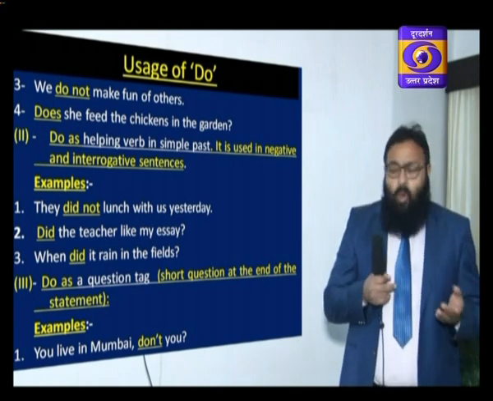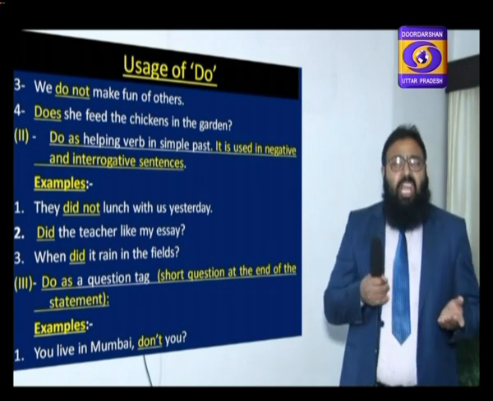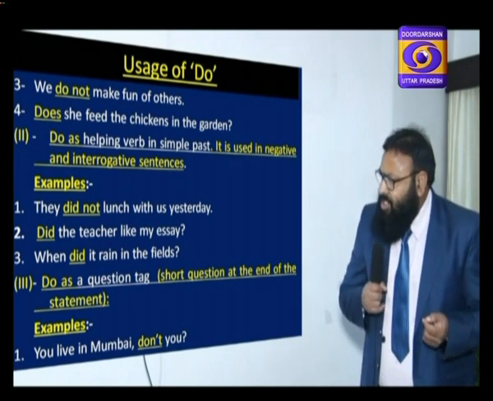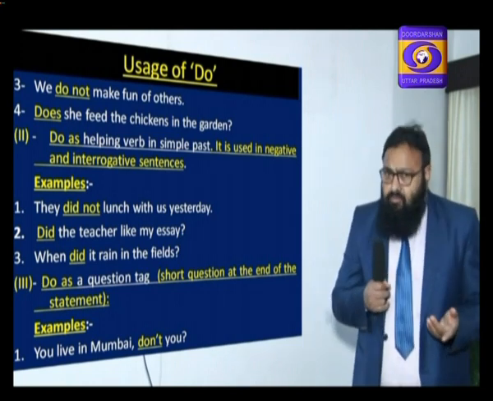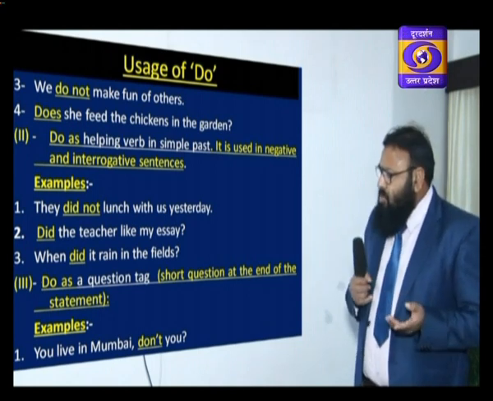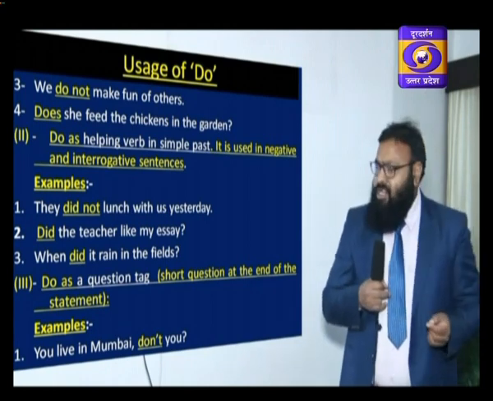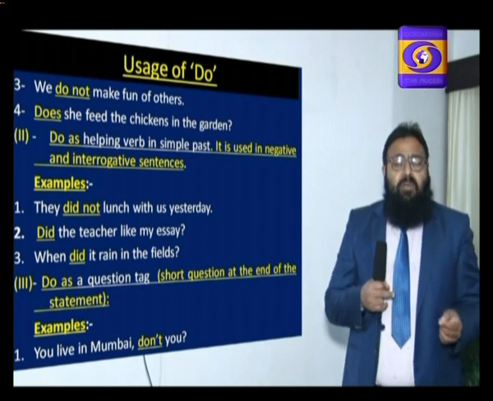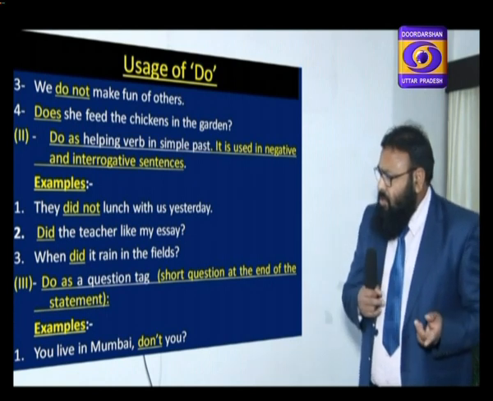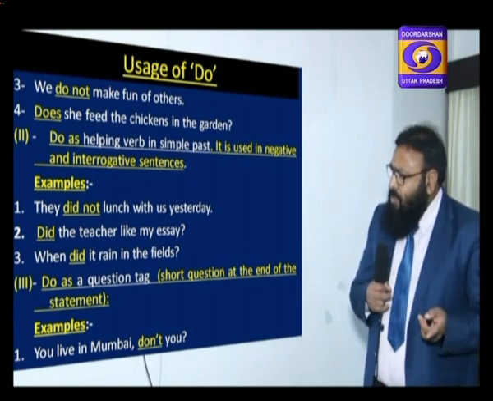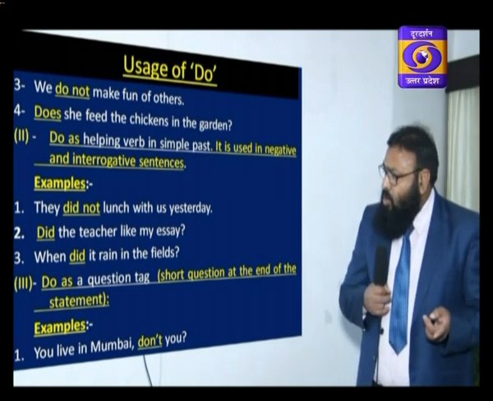Now the third usage of do as a helping verb is that it is used as a question tag, a short question at the end of a statement. Examples are: you live in Mumbai, don't you? When the statement is positive, the question tag is negative, just as is true of this sentence. But if the statement is negative, the question tag will be positive. Suppose the sentence had been, you do not live in Mumbai, then the question tag would be, do you?